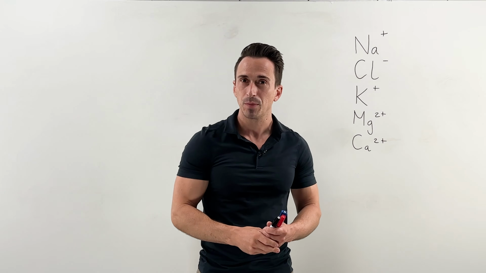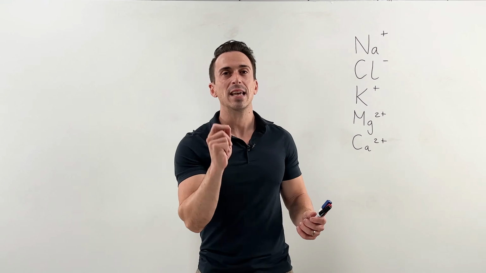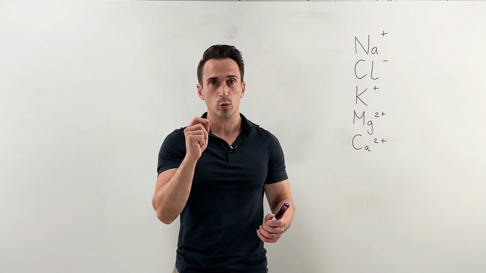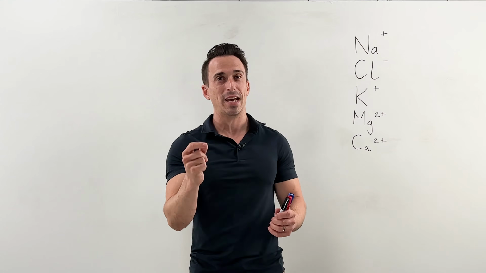Let's take a look at chlorine. Chlorine, which has 17 protons and 17 electrons, wants to be like its closest noble gas, which is going to be argon. Argon has 18 protons and 18 electrons.